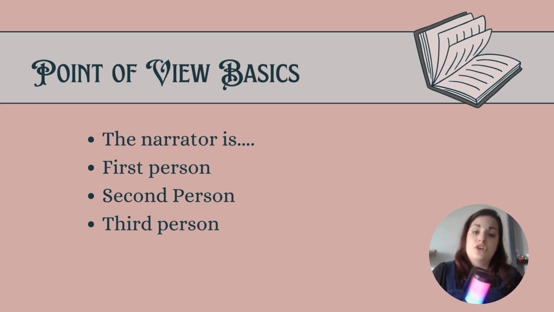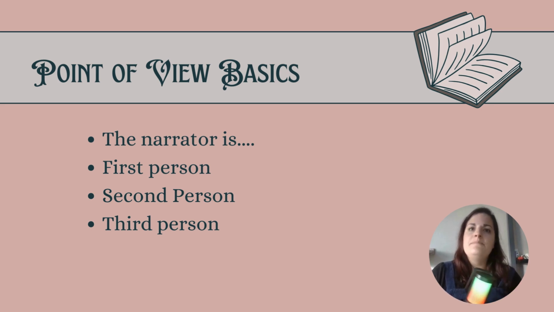Finally is third person. And this one can get a little complicated. There's a couple different kinds, but for today, we're just going to give you more of the overall general description of what it is. Now, this is when the narrator is outside the story. They use pronouns like he, she, or they. The narrator knows what the characters are doing, but they're not a character themselves.